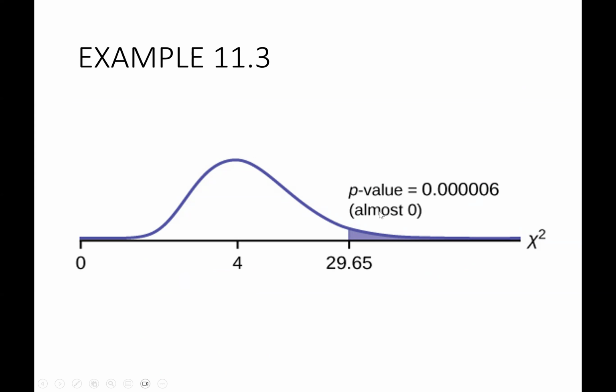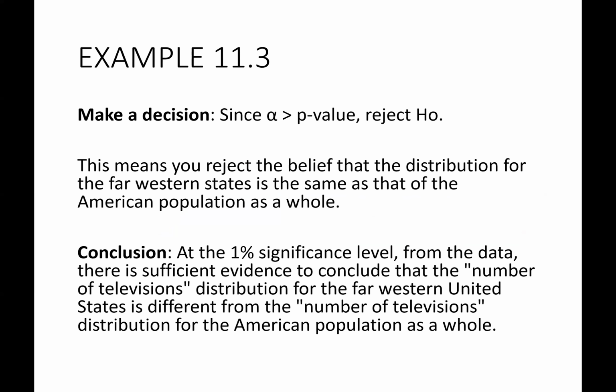So since the p-value is so low, we're going to reject the null hypothesis. The null hypothesis would be that the far western United States has televisions with the same frequency as the rest of the United States, and that is obviously not true. The far western United States distribution of televisions does not fit the rest of the United States. They are not the same.